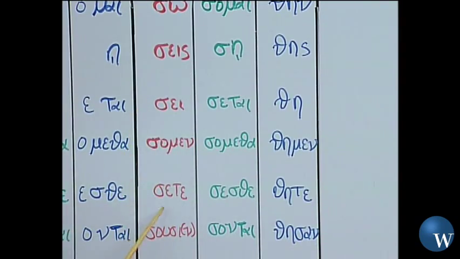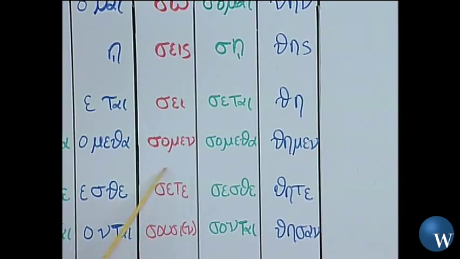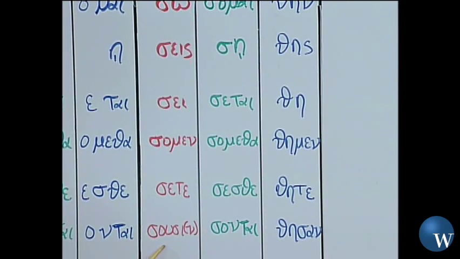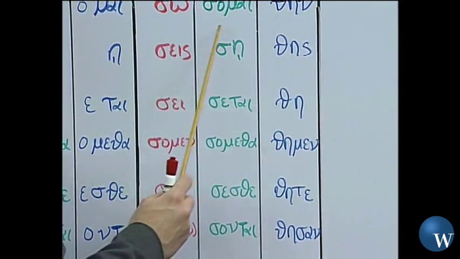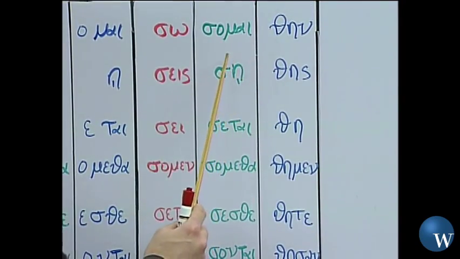These are all active voice. I shall lose. You shall lose. He, she, or it shall lose. We shall lose. You, as in plural, shall lose. They shall lose. All right, now, what are the forms for the middle and passive in the future?